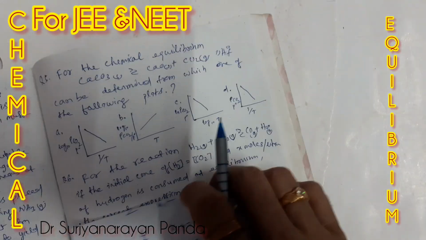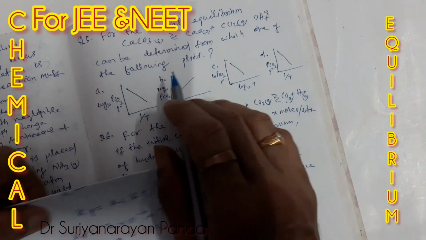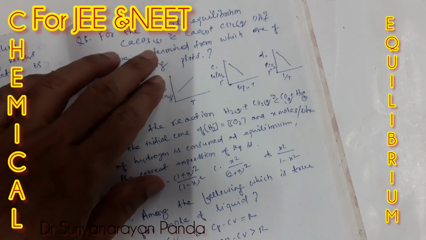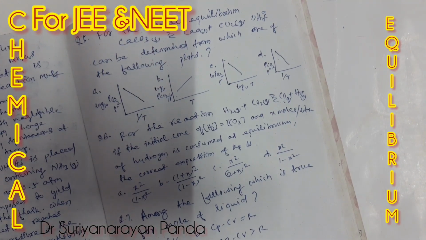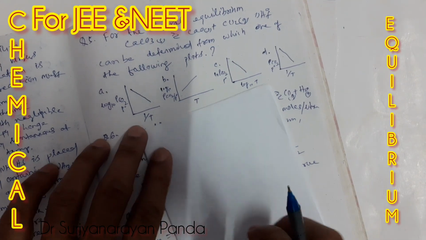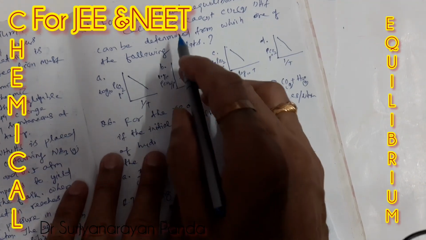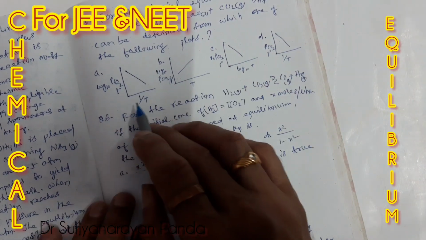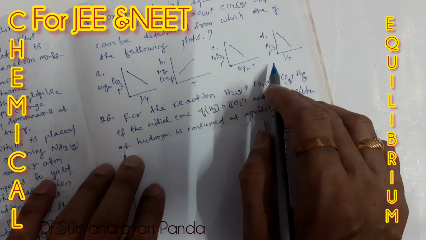This is for chemical equilibrium, calcium carbonate, it is solid. So for such types of reactions, you always remember which one is solid, which one is liquid. You have to take the solid as zero concentration. So it can be written from which one of the following plots. You see, these are the plots given.